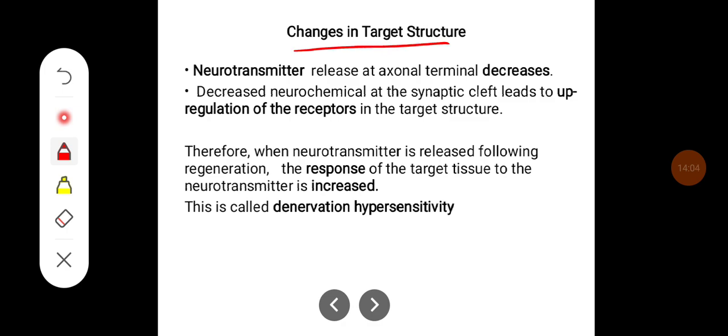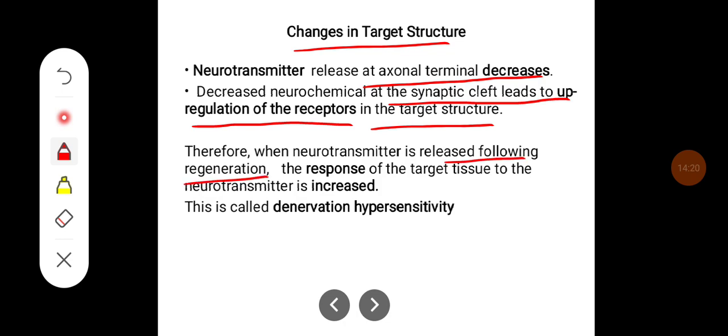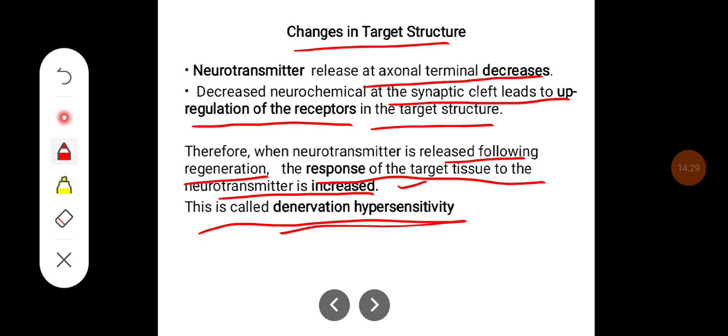The changes in the target structure are that neurotransmitter release at the axonal terminal decreases. The decreased neurochemical at the synaptic cleft leads to upregulation of the receptors in the target structure. Therefore, when neurotransmitter is released following regeneration, the response of the target tissue to the neurotransmitter is increased, and this is called denervation hypersensitivity.